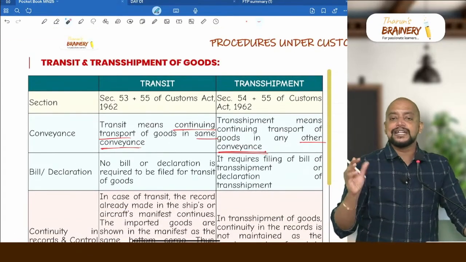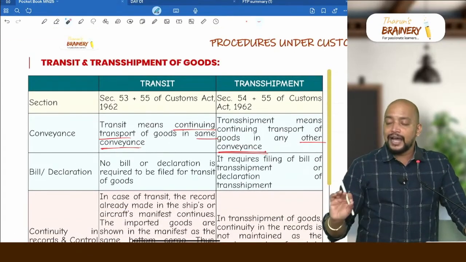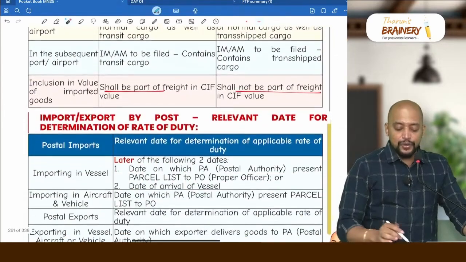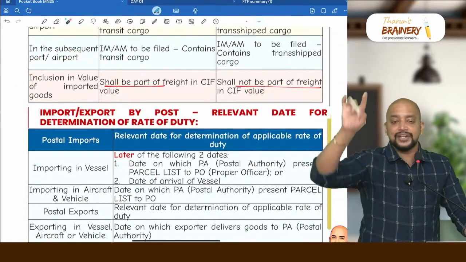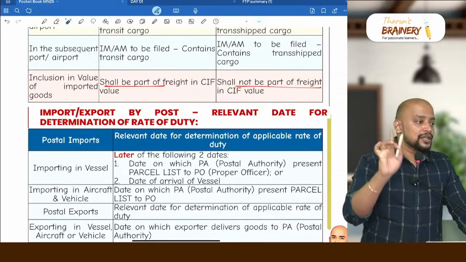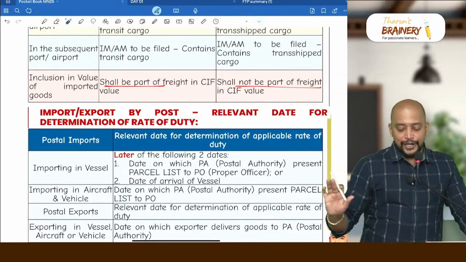Maybe for theory they can ask this question, or if not, in application, if you see only this freight part, they will give one line in the question as adjustment. So transit freight to be included, transshipment freight will not be included.